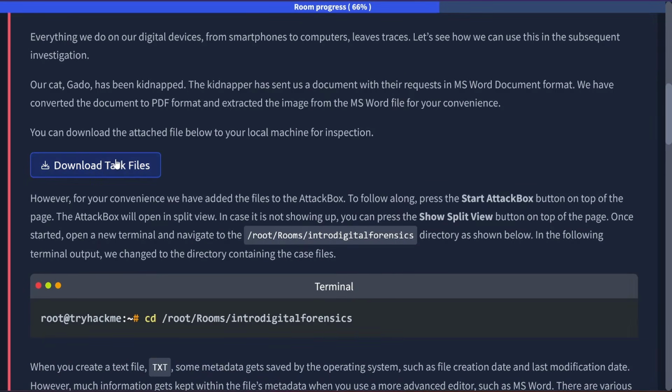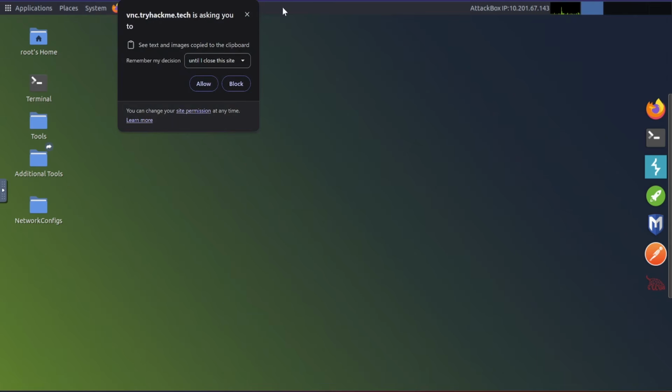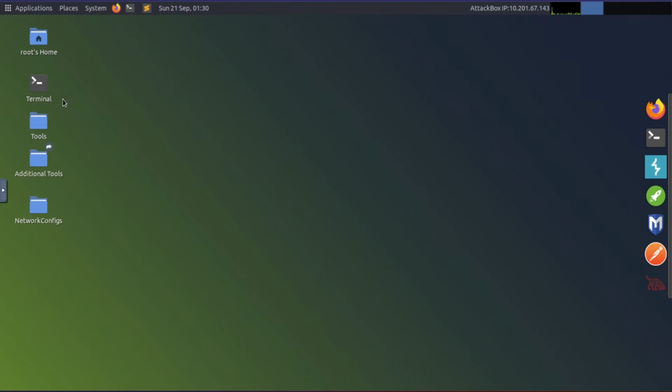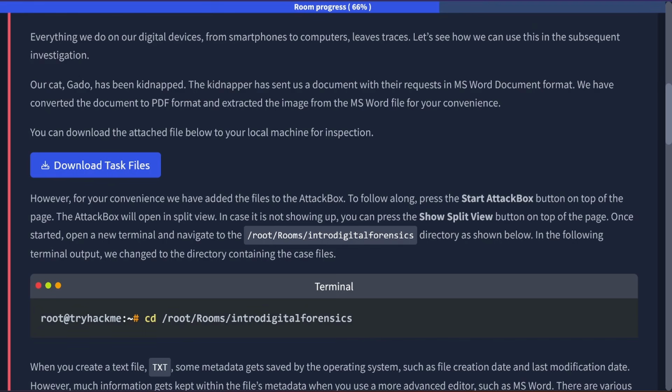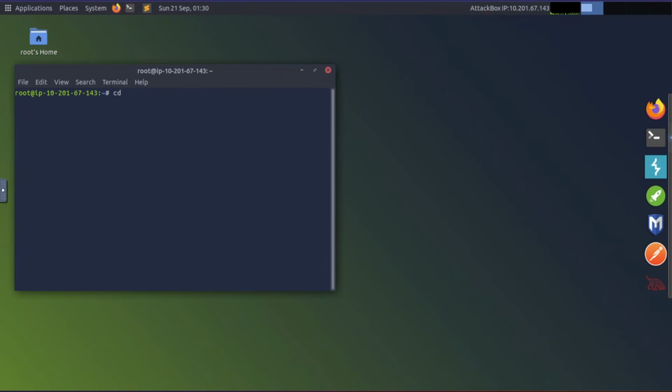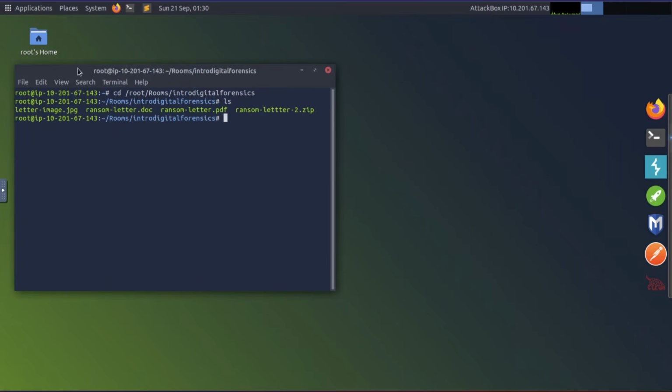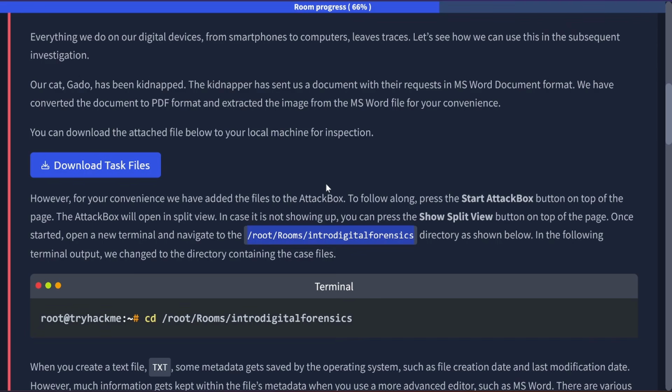So here you can either download the task file, or I have my attack box open here. So I'm just going to open up the terminal, and then I'm going to cd. They gave me, here it is. So I'm just going to cd into that. Root, rooms, introduction, digital forensics, ls. And then here are a bunch of the files that I'm going to have to work with, right, to answer some of their questions.